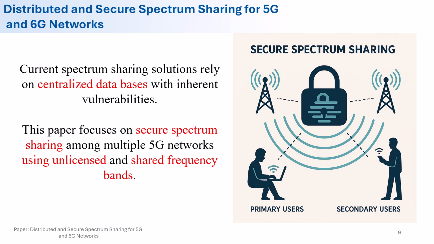The second paper points out a big problem. Today's spectrum sharing often depends on centralized databases, which can be attacked or fail. The paper proposes a distributed AI based system where each network uses its own local observation without relying on a single control center, making it more secure and scalable for future networks.